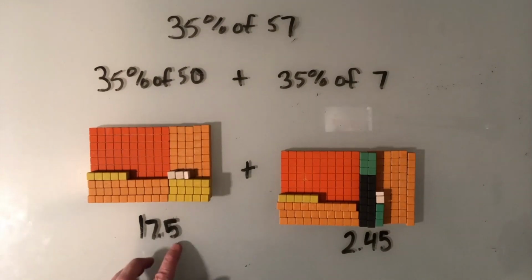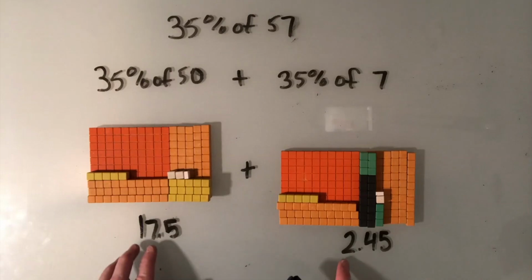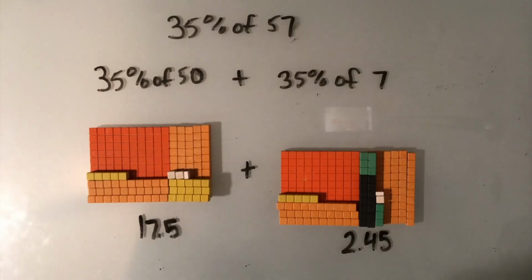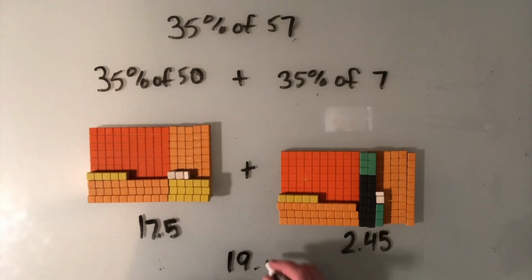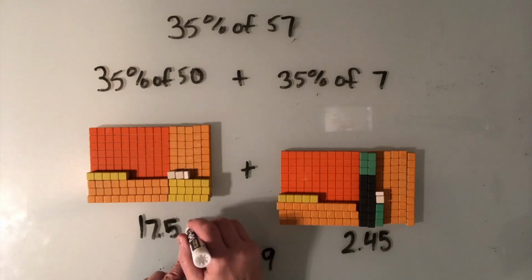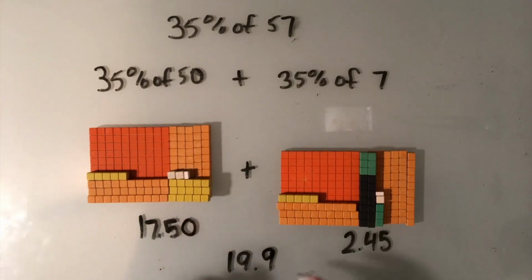Well, now you can add that together. We've got 17.5 plus 2.45. Well, that's 19 units, and then 5/10 and 4/10 is 9/10, and we could put a 0 here if we want 0 hundredths and 5/100. 19.95.